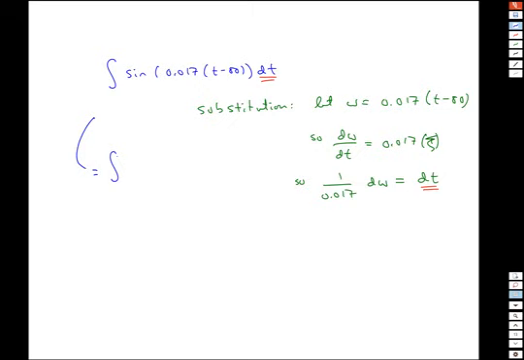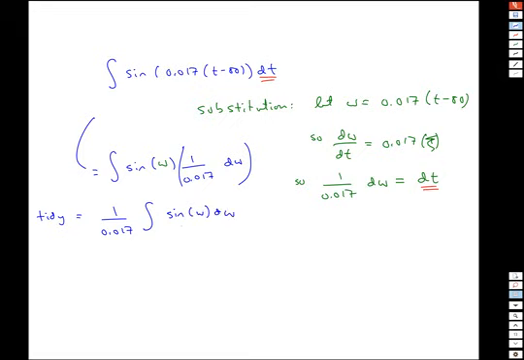So we'd get the integral of sine of w, nice and simple. And then instead of dt, we would have 1 over 0.017 dw. Like, oh, that's not bad. Then we tidy: 1 over 0.017 sine of w dw. Like, oh, that one we know how to evaluate.